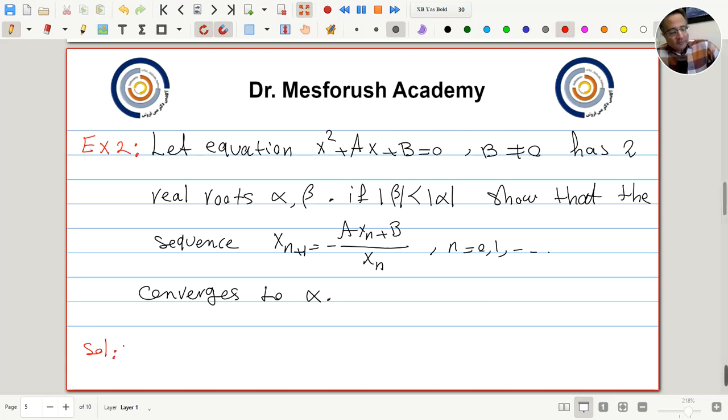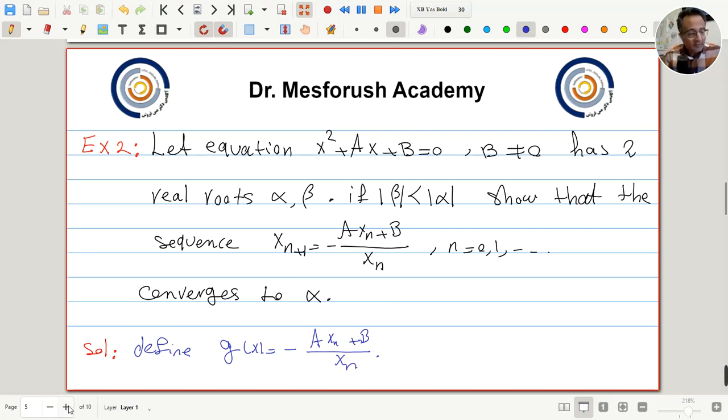Now, let me solve the problem. First, we define g of x equal to minus (a x_n plus b) over x_n. We have to show that this choice for g of x is okay, it's good.